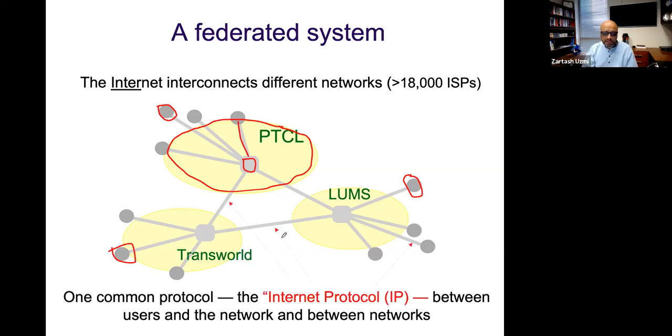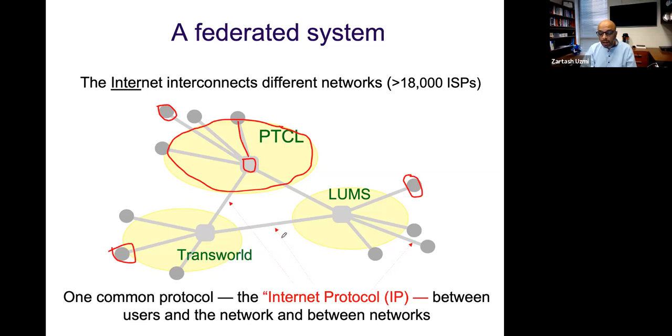This federated system uses one common protocol, called the Internet Protocol. This is the protocol responsible for all the machines on the internet to talk to each other. Every protocol will require an address. For the Internet Protocol, the address that we have is the IP address. It's a 32-bit number, as we explained, and these devices will be using IP addresses to communicate with each other.